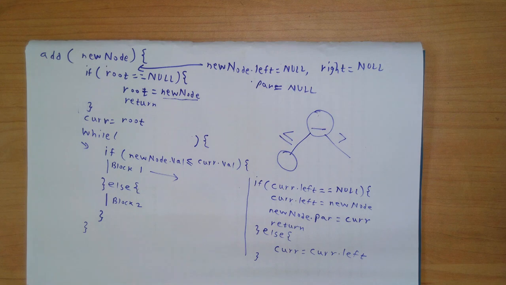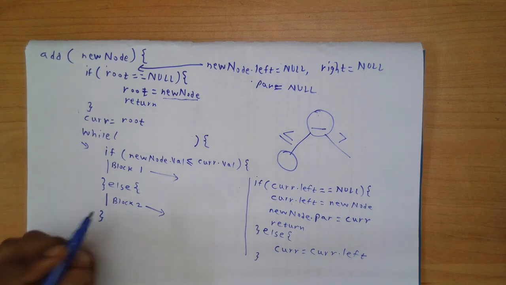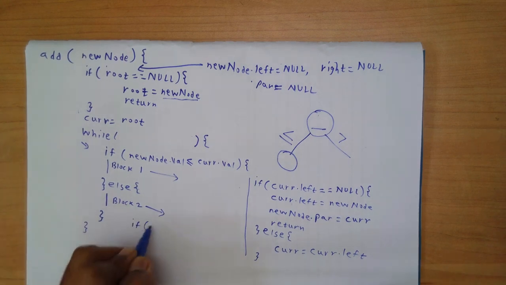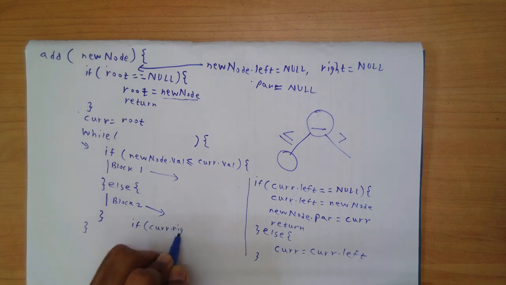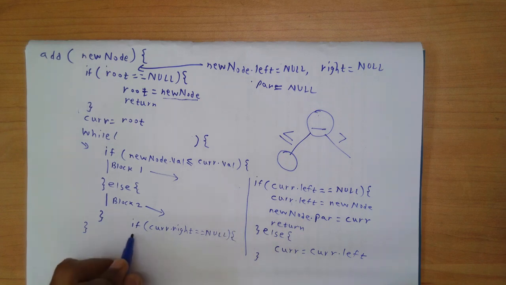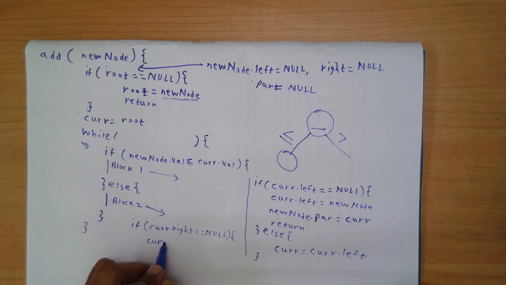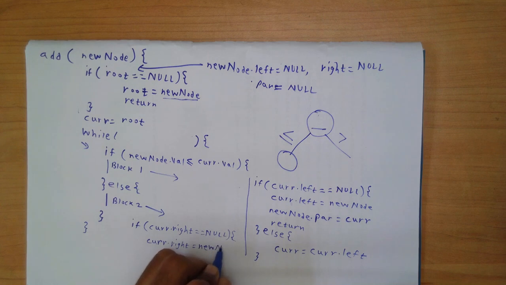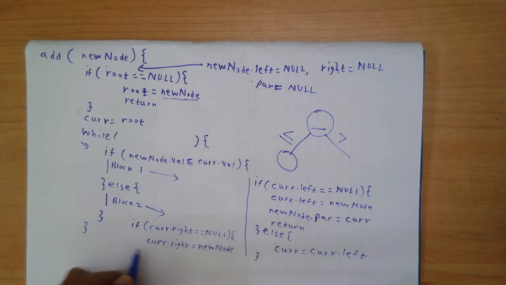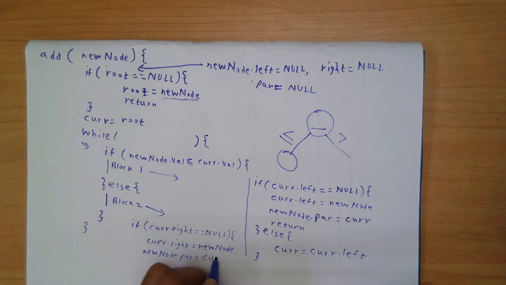And now we will have similarly a block to insert towards the right. So here I will check if my current dot right is equal to null. If that's the case, what should I do? I should say that my current dot right is equal to new node, and for my new node I will set current as the parent. So for new node dot parent will be equal to the current node, and I will return.